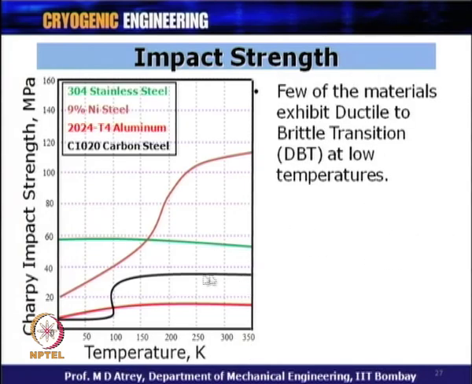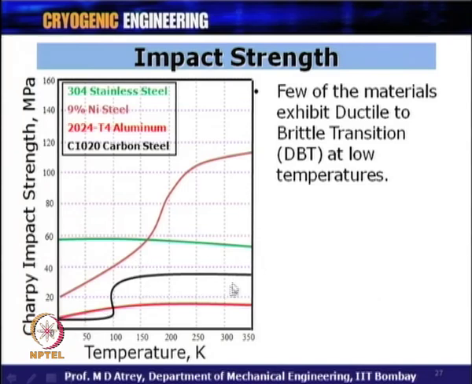Now, there is a very funny curve in this, and this is a particular curve I would like to highlight to your attention, and this material shows some very specific characteristic. A few of the materials exhibit ductile to brittle transition, or DBT, at lower temperature. So, you can see from this particular curve that this material can be called ductile over in this region, or it has high impact strength in this region, while at this temperature, around 100 Kelvin, it suddenly came down to a very low level. The impact strength has drastically come down.